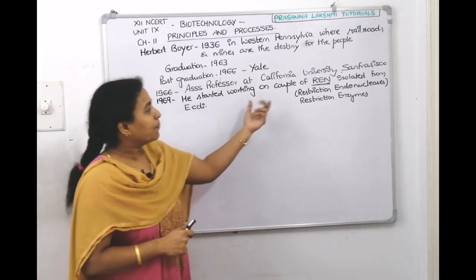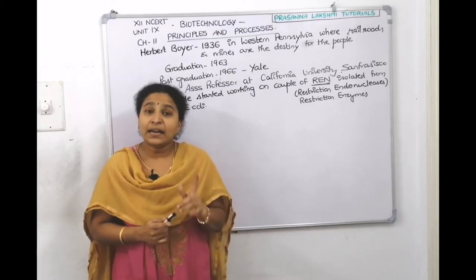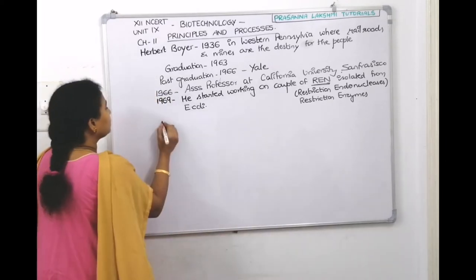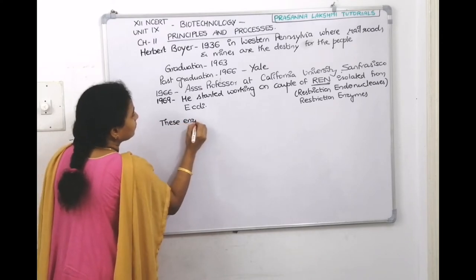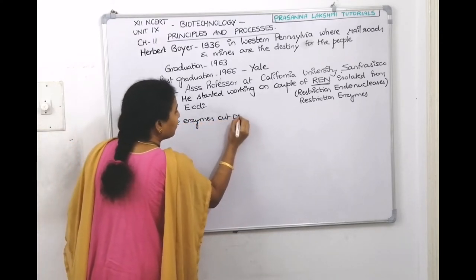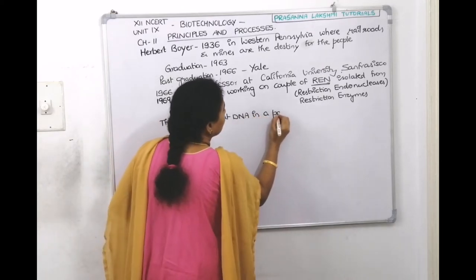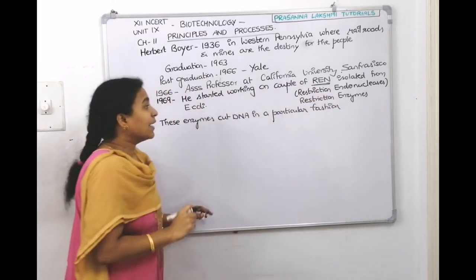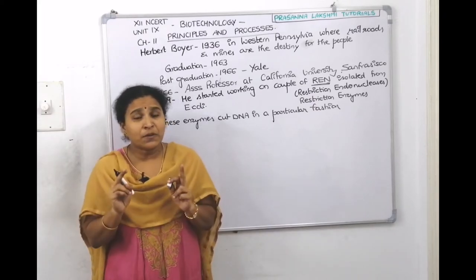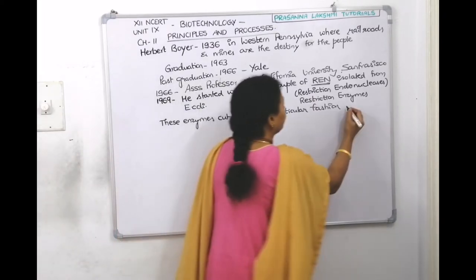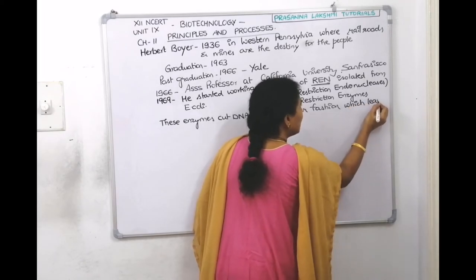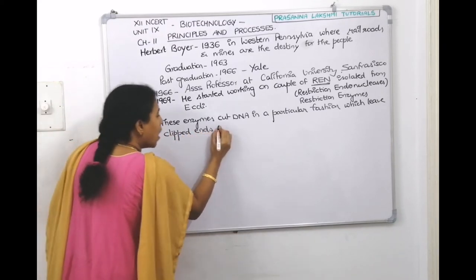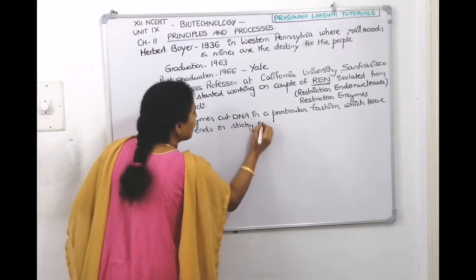So, he was working on a couple of restriction enzymes isolated from E. coli, and he told that it cuts the DNA in a particular fashion, not randomly. He observed that these enzymes cut DNA in a particular fashion which will leave clipped ends, or you can call them sticky ends.